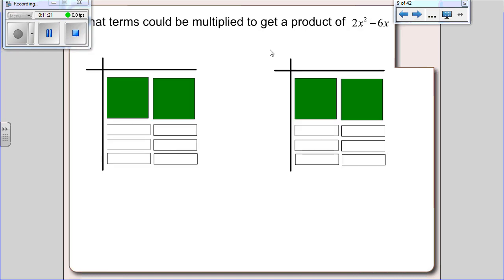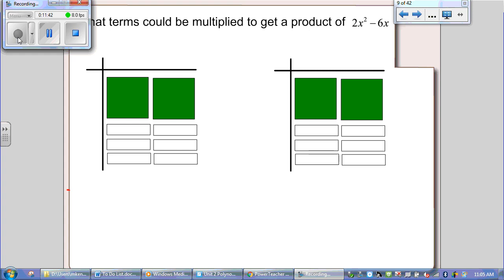Algebra tiles can also be useful for recognizing that you can do things two different ways. Like you can get the same answer by multiplying different things. So for instance, right here we have two answers, right? They're the exact same. It's 2x squared negative 6x. So you don't have to always have the same thing to get the same answer. And it's kind of confusing.